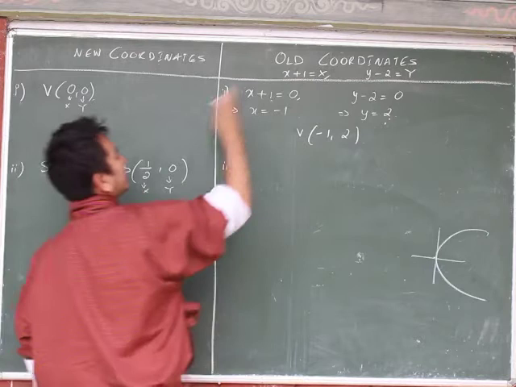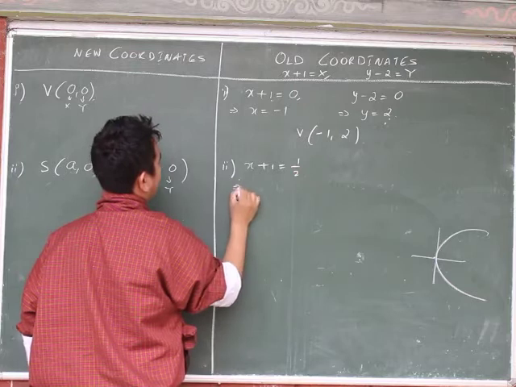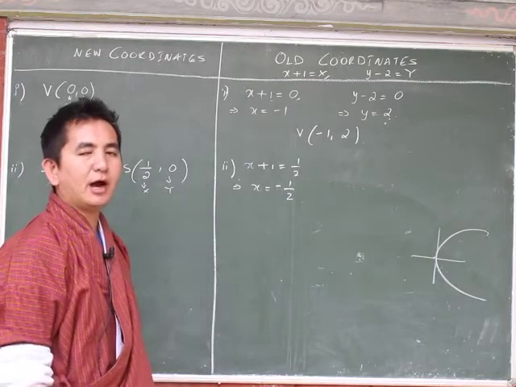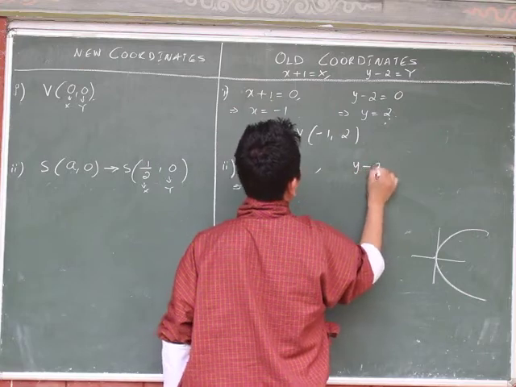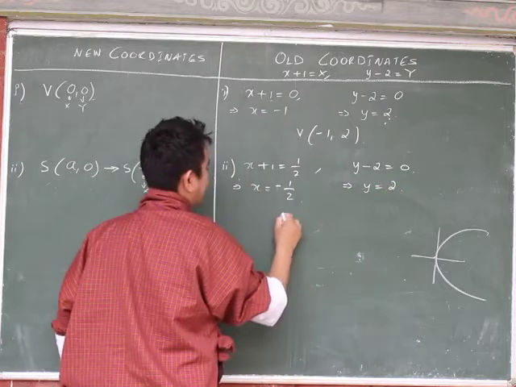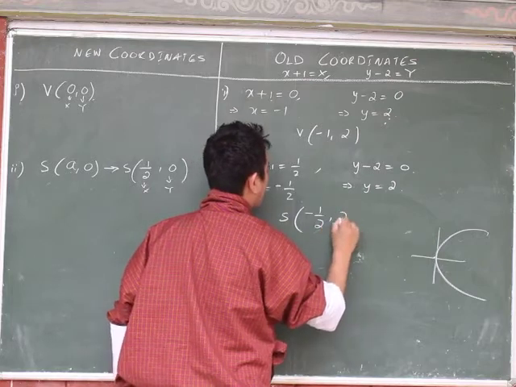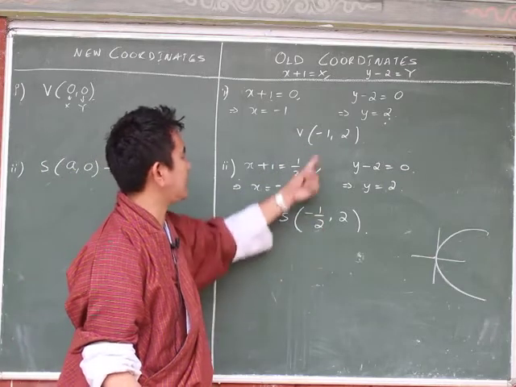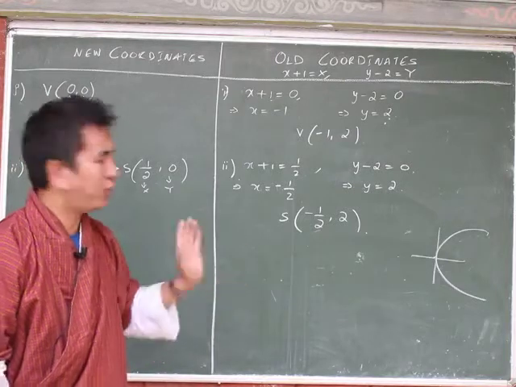Substitute this capital X here. X plus 1 is equal to 1 by 2, which implies what's the X? Half minus 1 is minus half. Then similarly, here it will be Y minus 2 is equal to 0, implies Y is equal to 2. So what's the focus point now? The focus point is negative 1 by 2, 2. In the board exam, they will check only this answer. They will not check this. We are using this part just as a reference for our calculation.